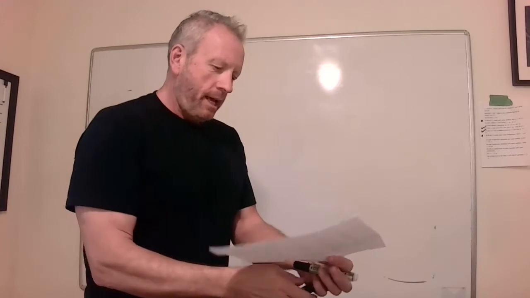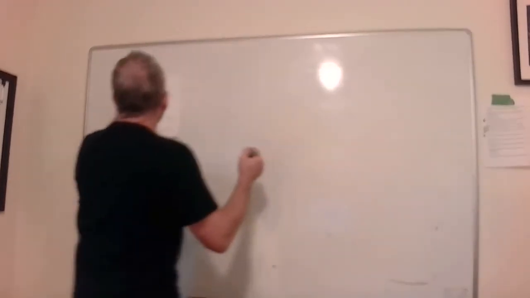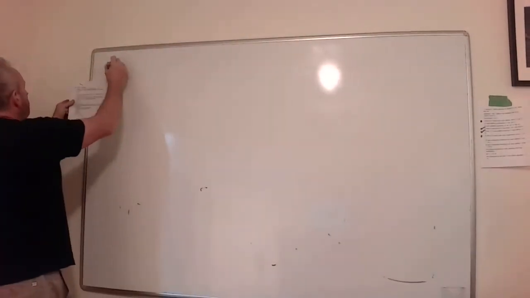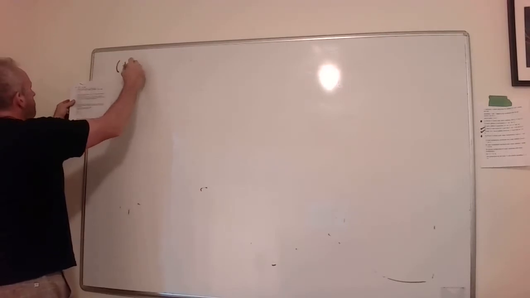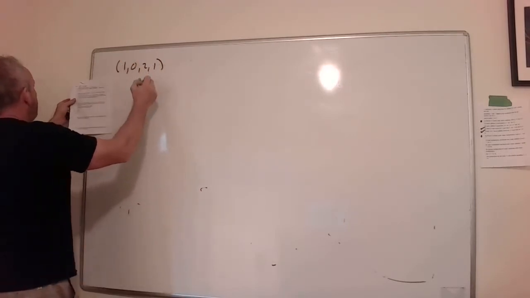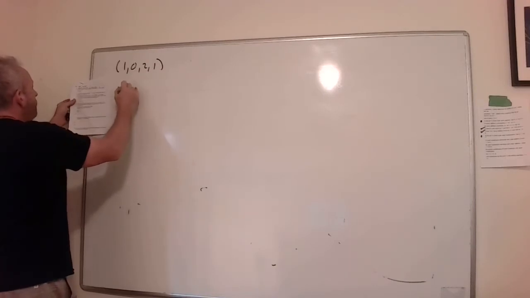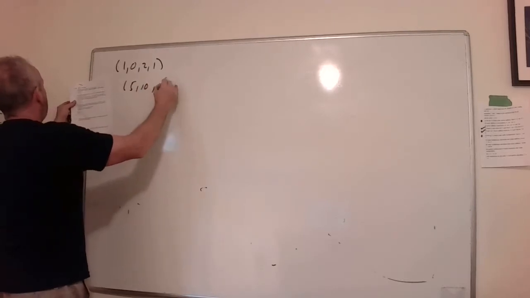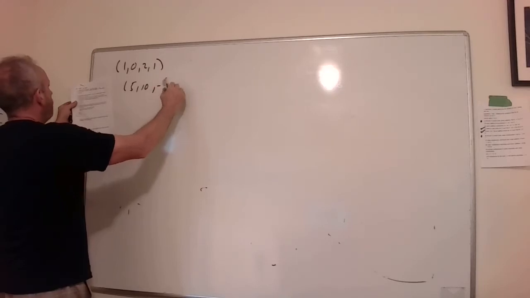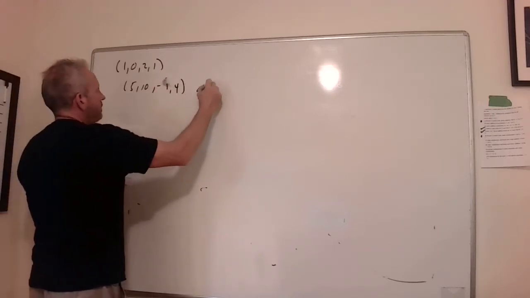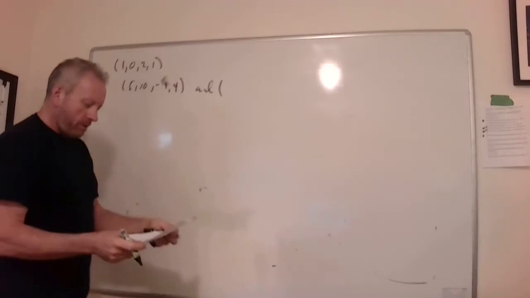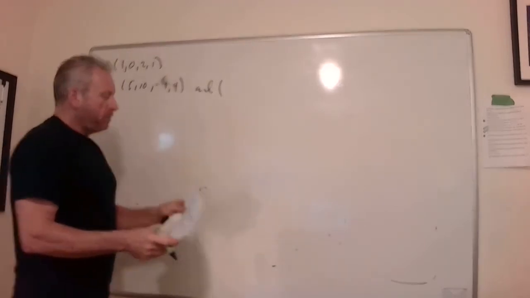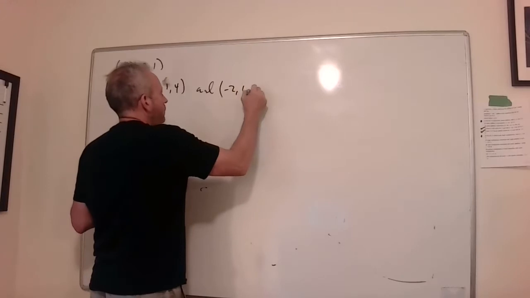And the question asks us, does this point 1, 0, 2, 1 lie on the line through 5, 10, negative 1, 4, and negative 2, 1, 1, 0? Let me write this down and I'll go over the question.